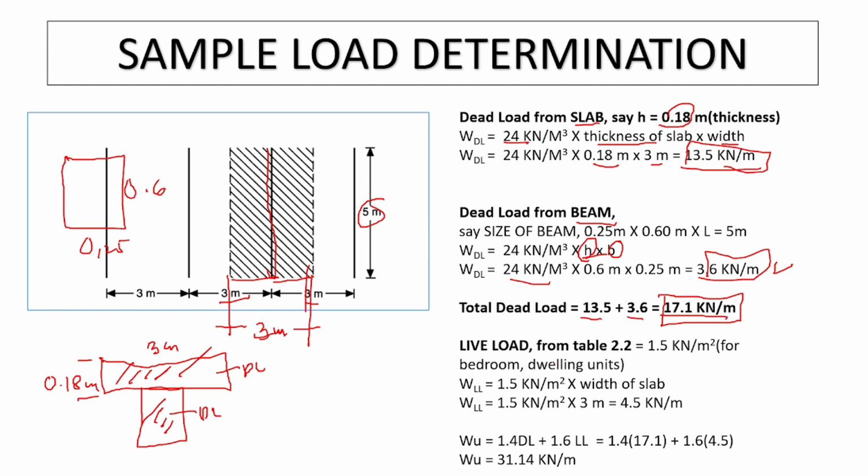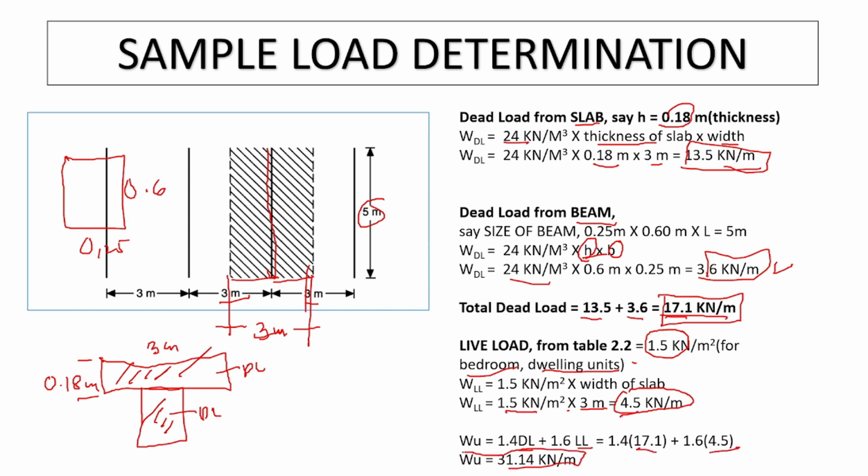Live load has to be taken from the table. For example, this one is a bedroom in the dwelling units. This is 1.5 kilonewton per square meter. There are different occupancies or types of occupants that you are going to check from the table. So you have 1.5 multiplied by the width, and you can calculate the uniform load. Then 1.4 for dead load and 1.6 for live load. This is from the British standard. The dead load is already computed, 17.1, and the live load you have from the table, which is 4.5.